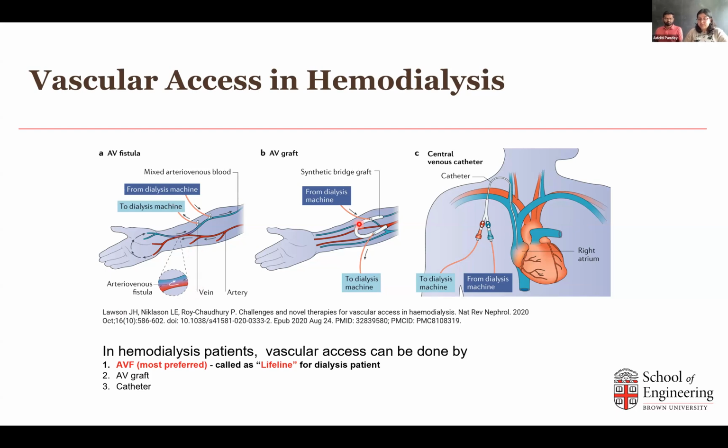The second is AV graft. When AVF is not a viable option, we use AV graft, which is a synthetic tube connecting an artery and a vein. The third is catheter. So a catheter is usually a short-term solution. It is placed in a large vein, typically in the neck or the chest or groin, and is generally used when immediate access is required and other methods are not suitable.